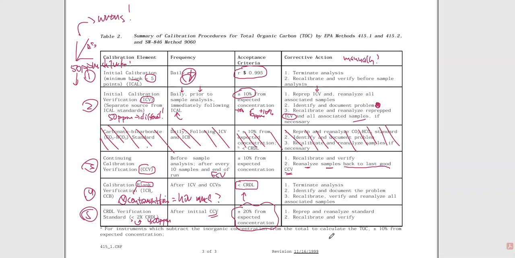If the calibration blank fails, we are going to terminate everything. We identify and document just like before. We recalibrate, verify, and reanalyze everything. If the verification standard for the CRDL fails, then we're going to prep, we're going to reanalyze it, and then we're going to recalibrate and verify if needed.